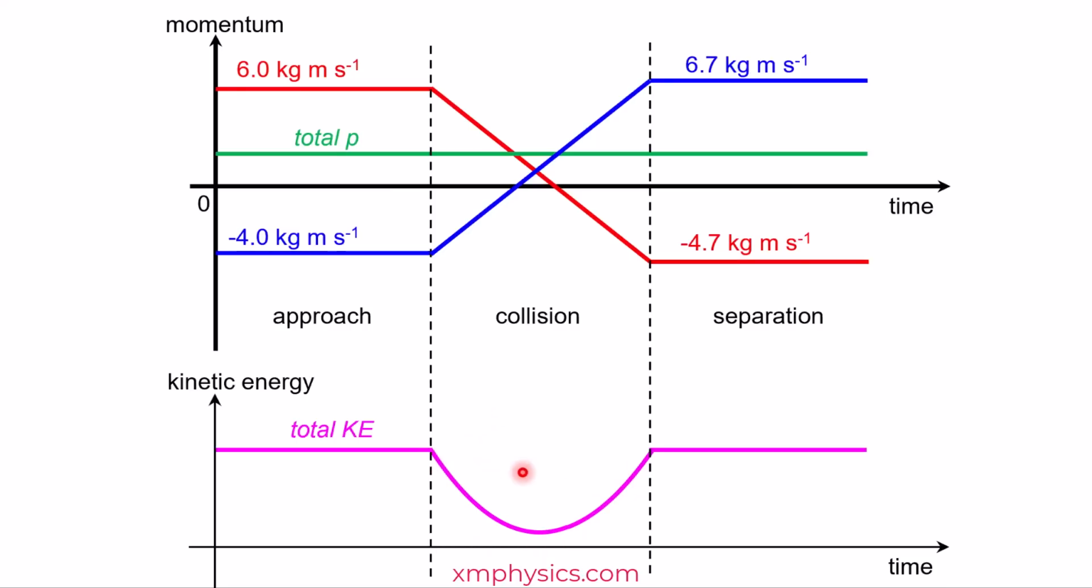That means during the collision, the KE is converted into some other kind of energy, maybe stored in the potential energy of the atoms in the two balls. However, as the two balls separate, the stored energy is converted back into KE. 100% of all the KE is converted back. And that's why it's an elastic collision.